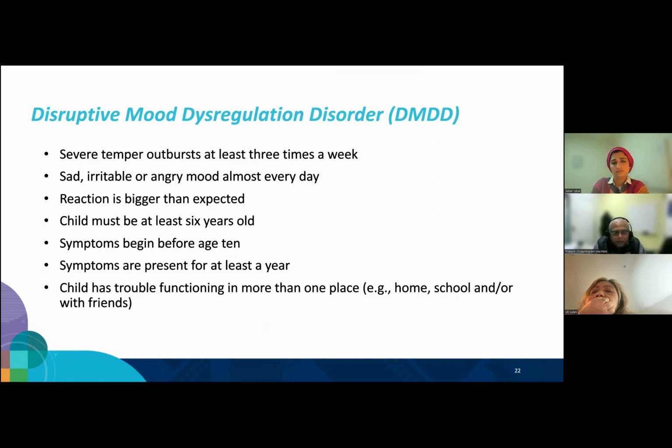So it's the disruptive mood dysregulation disorder that is manifest with severe temper outbursts at least 3 times a week. The mood in between the outbursts is sad, irritable, or angry. So they're angry, irritable all the time with outbursts at least 3 times a week. The reaction of their mood is much worse than what can be expected for the trigger. The minimum age of the child should be 6 years old, but mostly the symptoms begin before the age of 10. So it's an early childhood disorder kind of problem. Symptoms must be present for at least a year, and it must impact not just in one environment, but in multiple environments like home, school, and with friends.